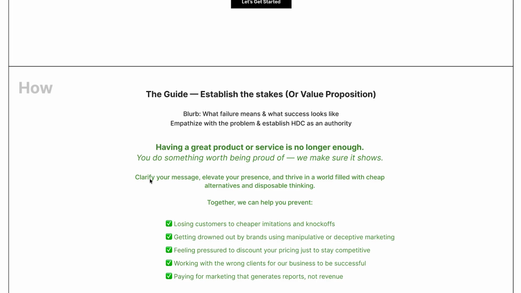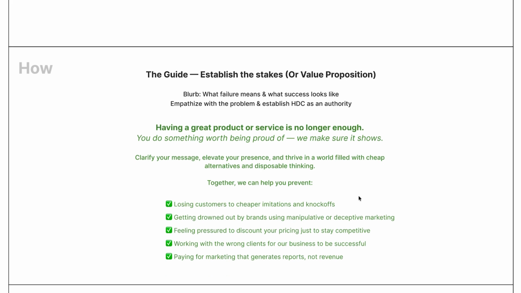And then I have a little bit of language here that just further defines it. Clarify your message, elevate your presence, and thrive in a world filled with cheap alternatives and disposable thinking. Together, we will help you prevent, and then here's the stakes, losing customers to cheap imitations and knockoffs, getting drowned out by brands using manipulative or deceptive marketing. That's also a nod to how they view me.